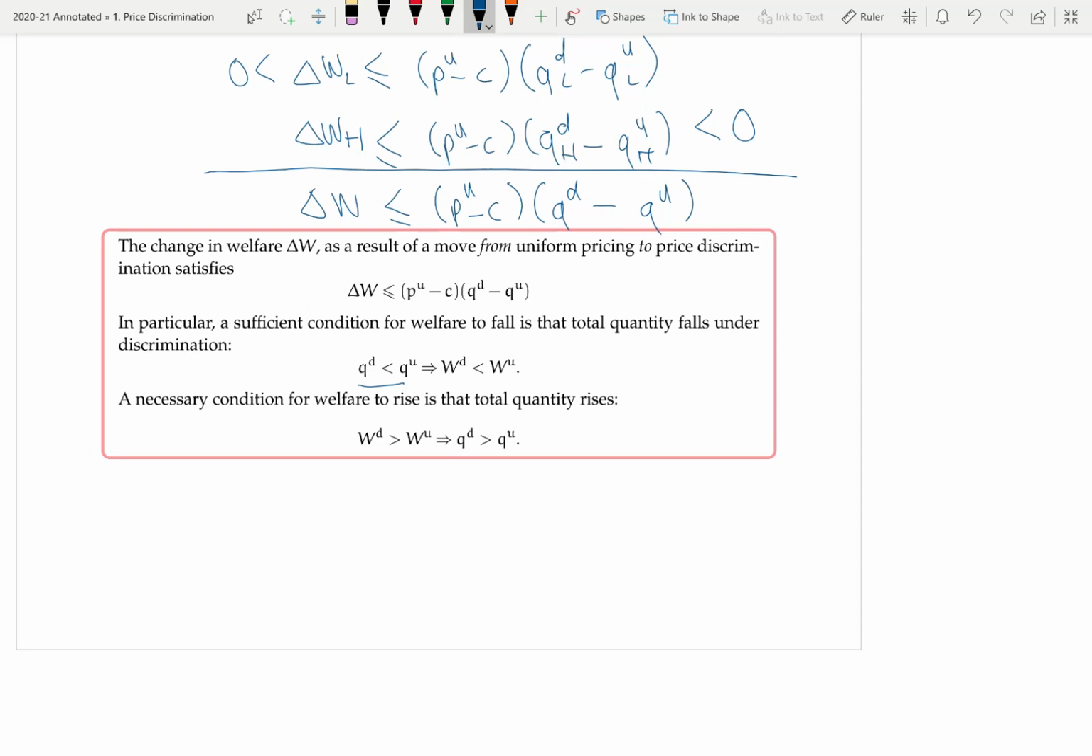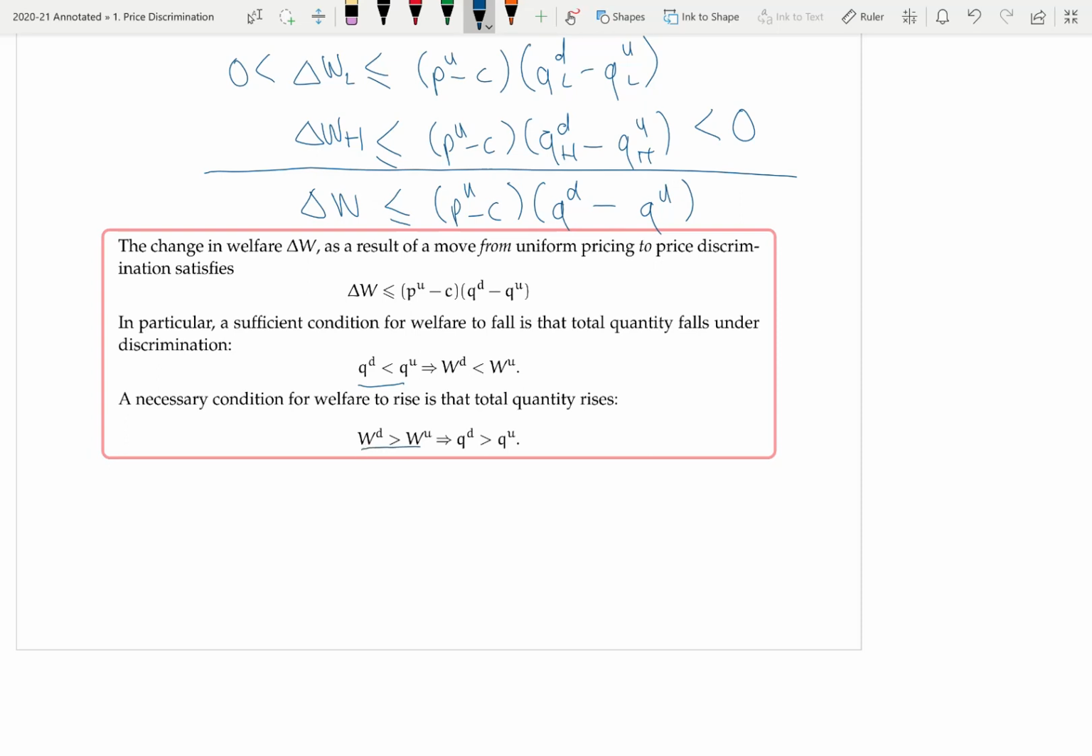So this just goes back to the earlier intuition. If the quantity under third degree price discrimination is lower than uniform pricing, welfare must have gone down under price discrimination, because third degree price discrimination also has this bad effect of distributing a given quantity inefficiently. So there are two bad things about third degree price discrimination, a lower quantity and a worse distribution of that quantity.